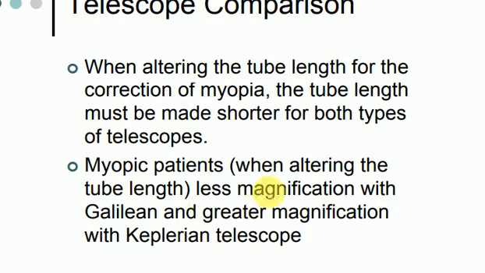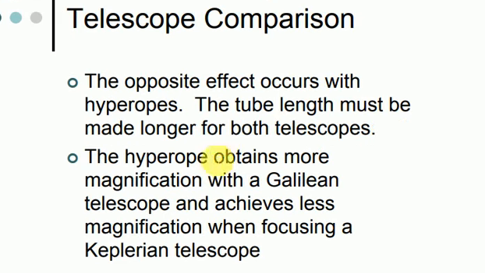So in myopes there is less magnification with Galilean and greater magnification with Kepler. In hyperopes, more magnification with Galilean.